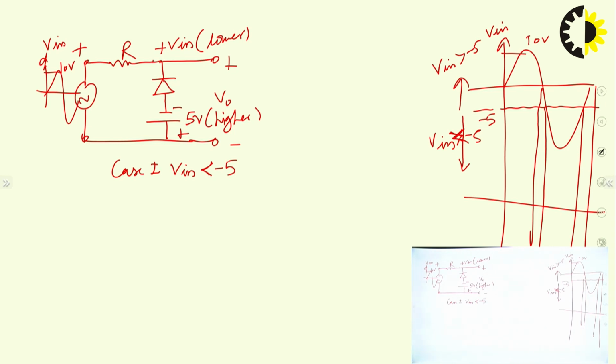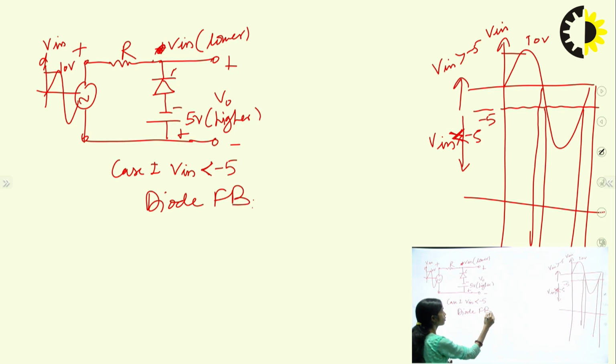So, lesser than minus 5, this is at lower potential. This polarity can be changed because we are taking both the cycles negative. So this lower potential is connected to the lower side of the diode and the higher potential is connected to the positive of the diode. So the diode will become forward biased now. In this case, the diode will become forward biased and act as a short path.